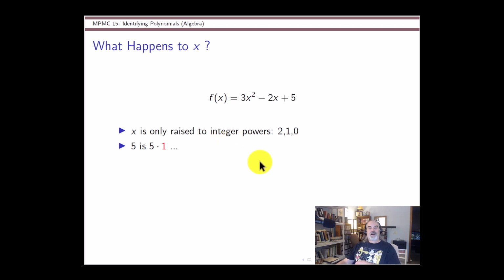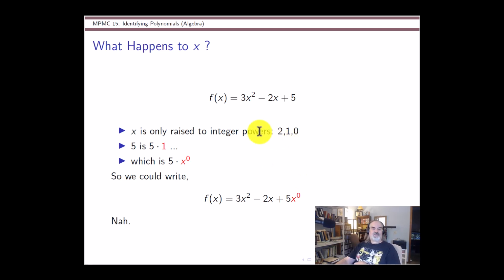Okay, so 5 times 1 is the same thing as 5 times x to the 0. So we could flesh this polynomial out and fill in that ghost of x to the 0 on the last term, the 5. There's still that ghost of an exponent of 1 on the middle term, but generally speaking, we don't need to do that because we know what's there even if we don't see it visibly.